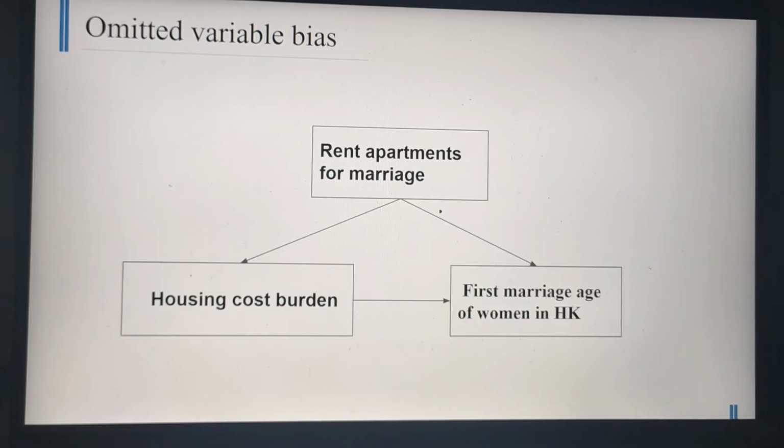Here we just found an omitted variable bias, which is people might choose to rent an apartment for marriage. While we're thinking about this omitted variable bias, we have to think whether our housing cost burden can be representative to show the toughness for those people who alternatively choose to rent an apartment for marriage.